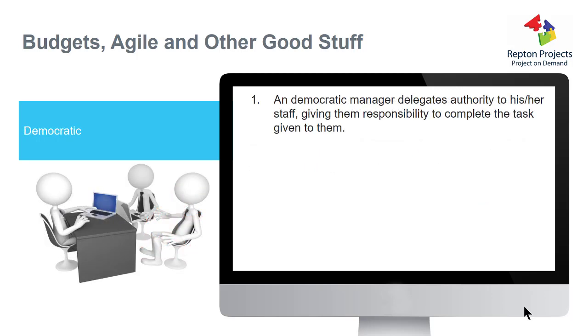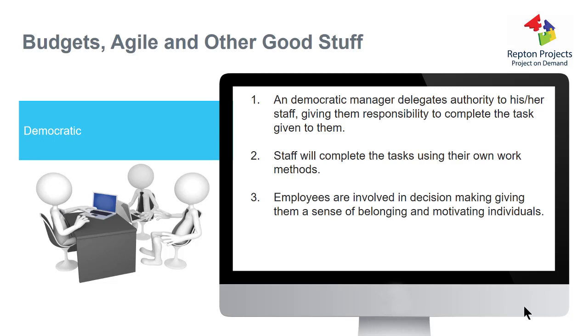The democratic manager, on the other hand, is somebody who is quite happy delegating authority to staff and giving team members responsibility to complete tasks given to them. And of course, this allows staff to complete each task, each activity, using the way that they feel comfortable working, not necessarily the way that the manager is barking the orders. So employees feel involved in the decision making, giving them a sense of belonging and motivation.